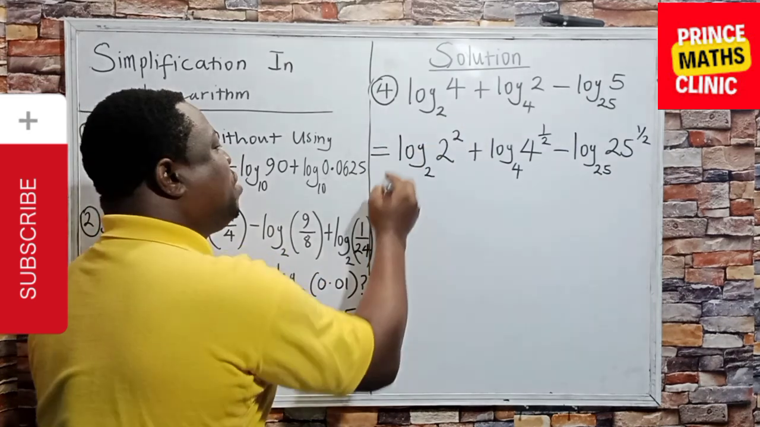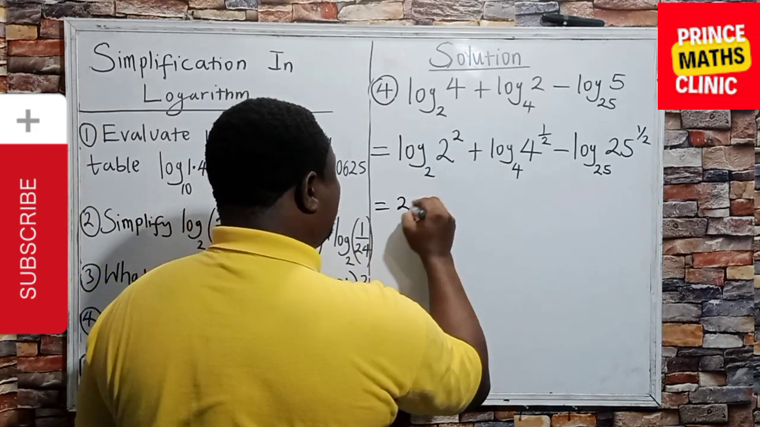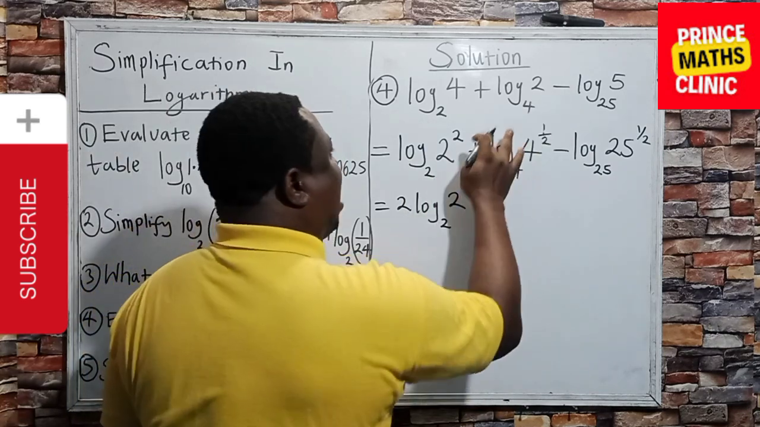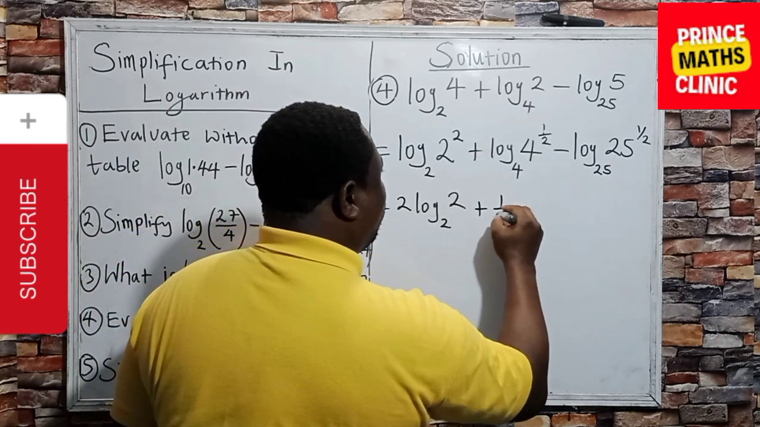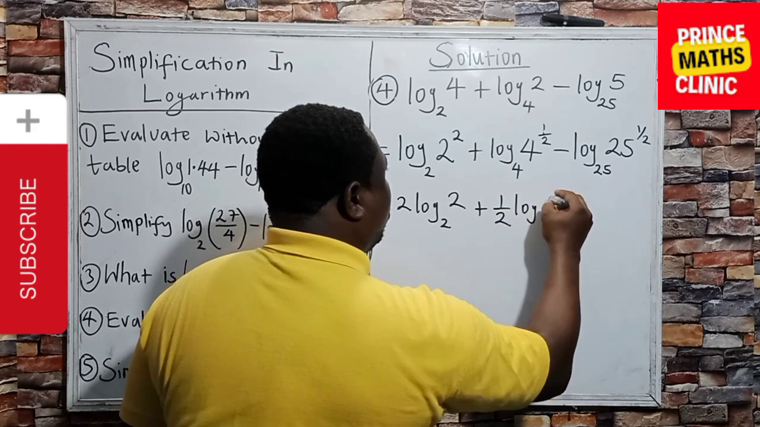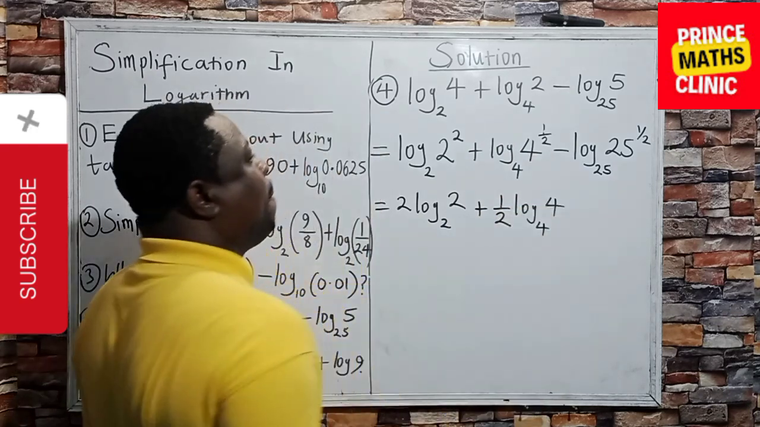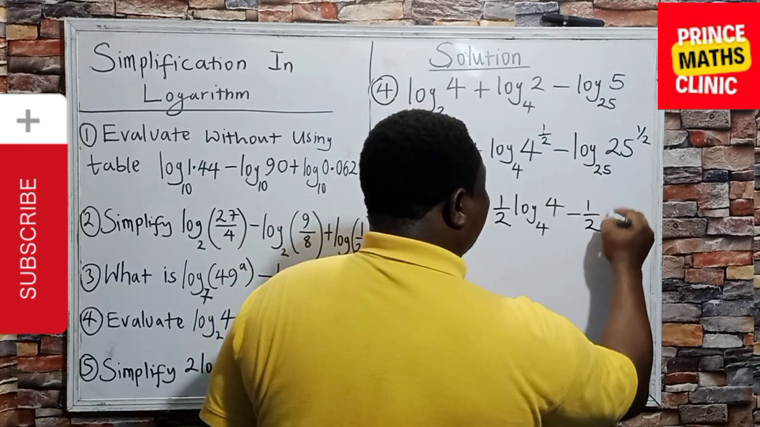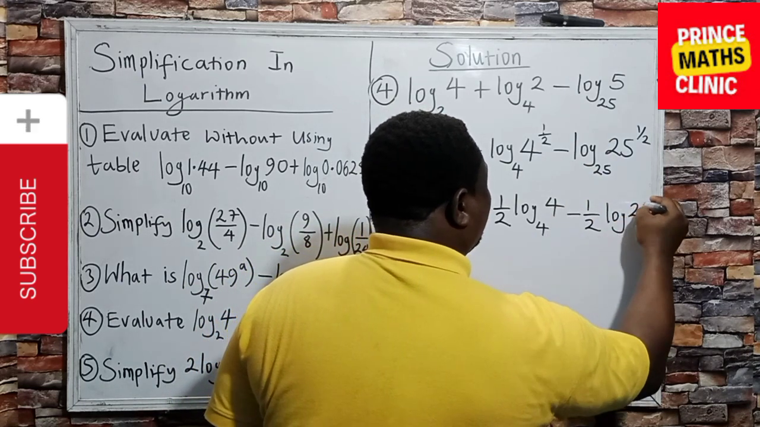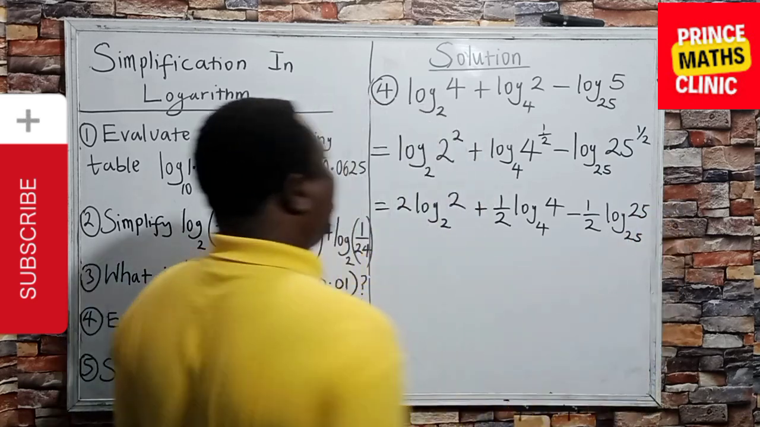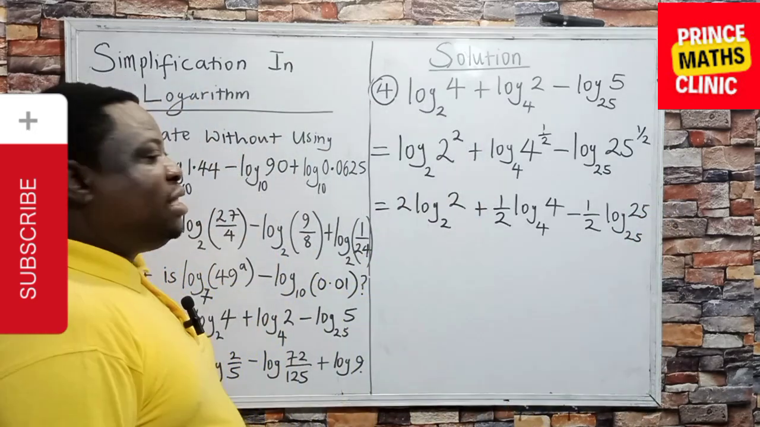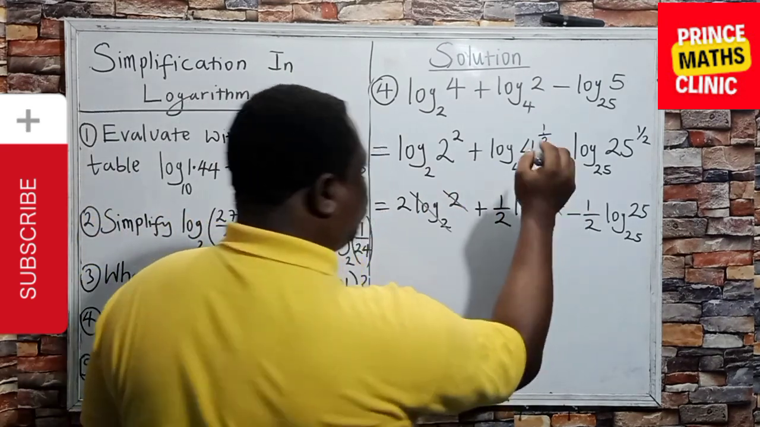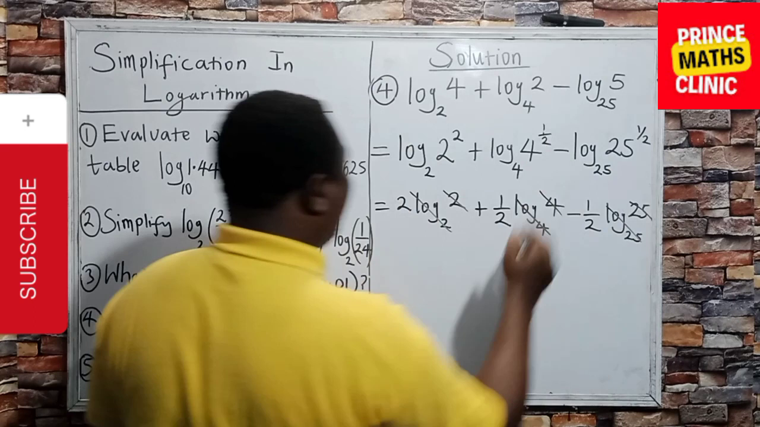So this 2 will come here. So this becomes 2 log 2 base 2. This half will come here plus 1 over 2 log 4 base 4. Then this other half will come here minus 1 over 2 log 25 base 25. The log and the base are the same, so they cancel out and turn to 1, turns to 1, turns to 1.